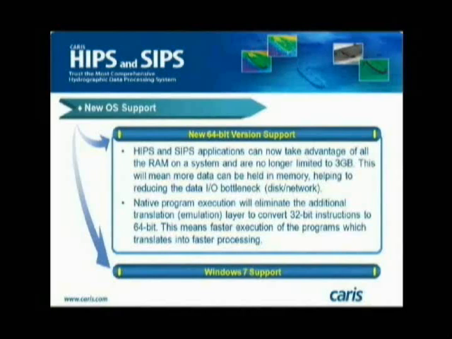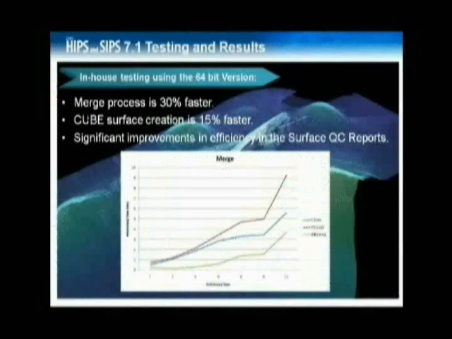Basically, Dan, what this means is that the native program execution will eliminate the additional translation layer to convert the 32-bit instructions to 64-bit. The result of this will be faster execution of the programs, meaning faster processing. In a nutshell, we're now able to utilize all the horsepower of our PC, giving us better processing. The only other thing you forgot to mention was that in 7.1, we've also added support for Windows 7 64-bit.